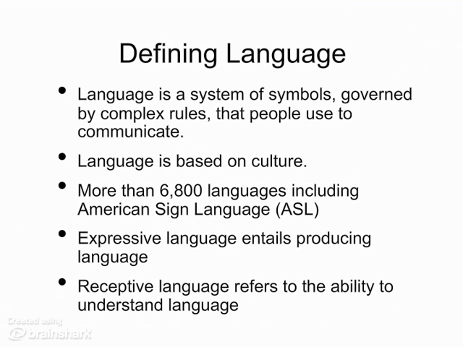Language is a different term from communication. Language is a system of symbols governed by complex rules that people use to communicate. Language is based on culture, and there are more than 6,800 languages, including American Sign Language, or ASL. There are two forms of language, expressive language and receptive language. Expressive language entails producing language, and receptive language refers to the ability to understand language.